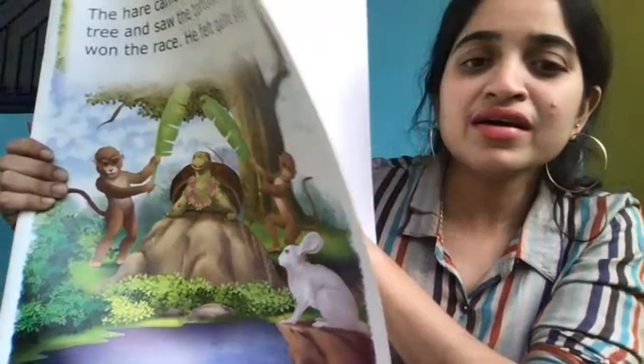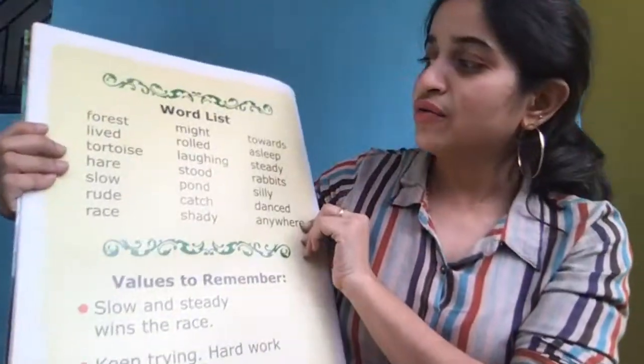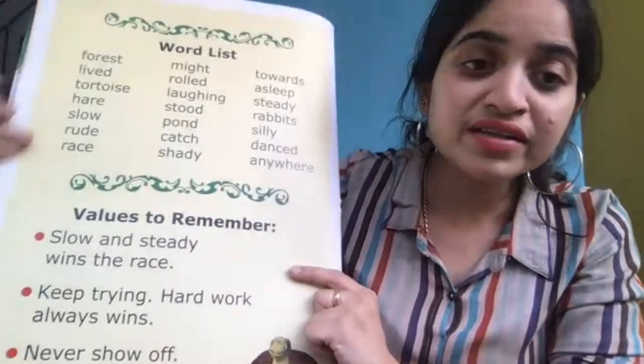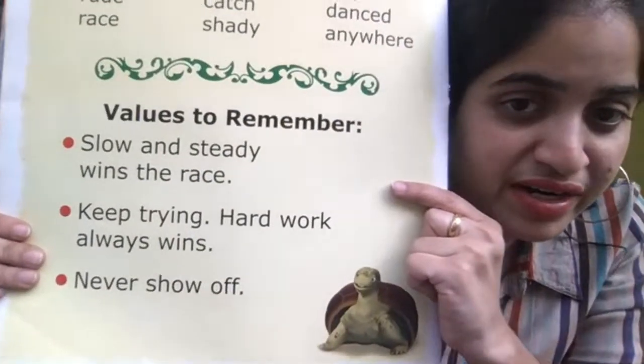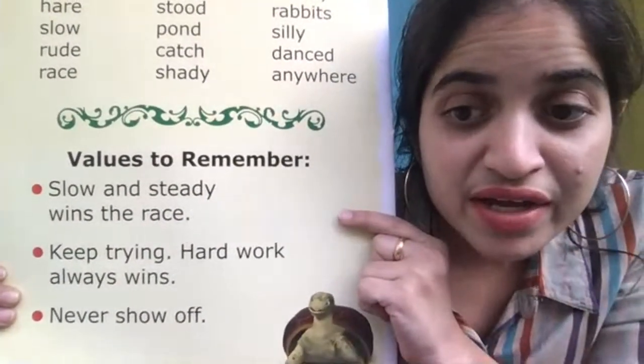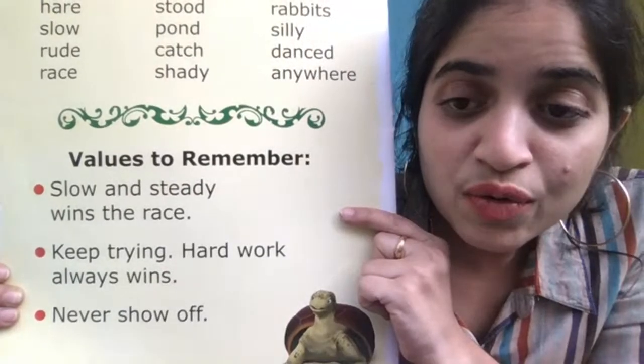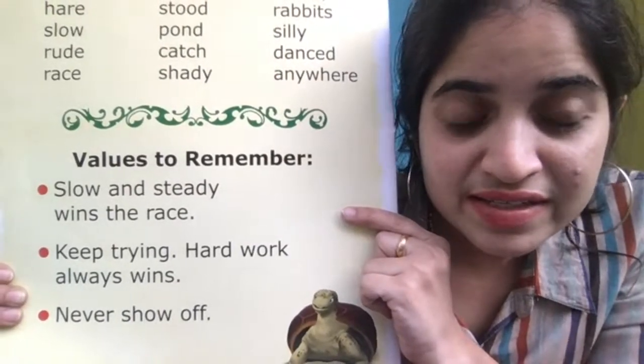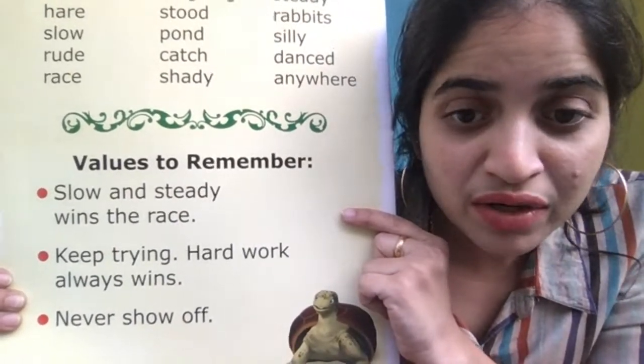Then the hare felt very silly. Now, what are the values to remember, children? Slow and steady wins the race. You should not be overconfident.